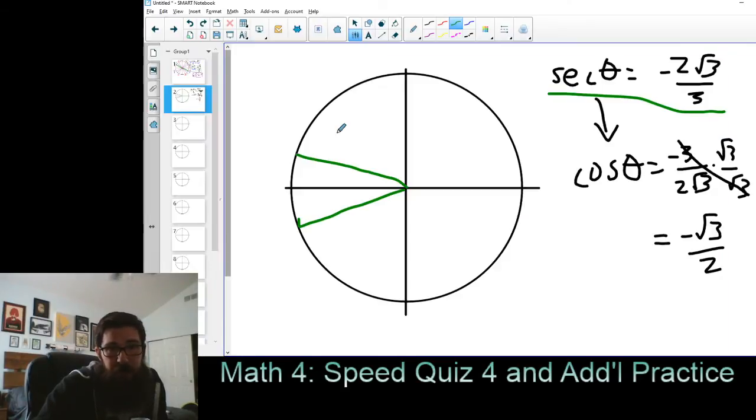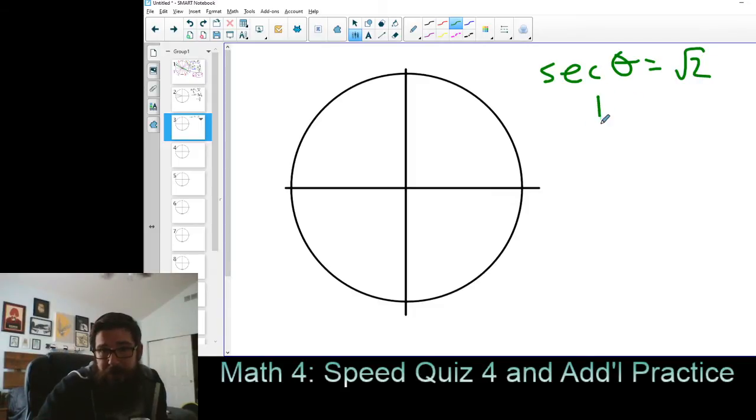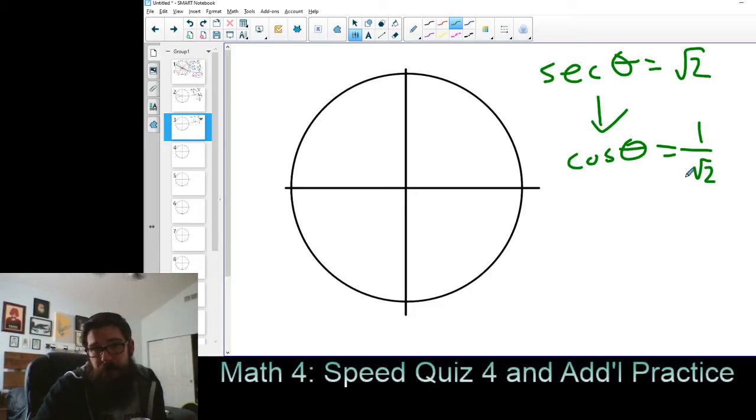When is secant of theta root 2? So I've got secant of theta, and I'm asking when it's equal to root 2. Same thing, I'm going to flip this guy. The reciprocal of this is going to be cos of theta. So this is now going to be 1 over root 2. Basically, we're going to multiply by root 2 over root 2. What it really does is it moves the root up top and leaves the number without the root in the bottom.